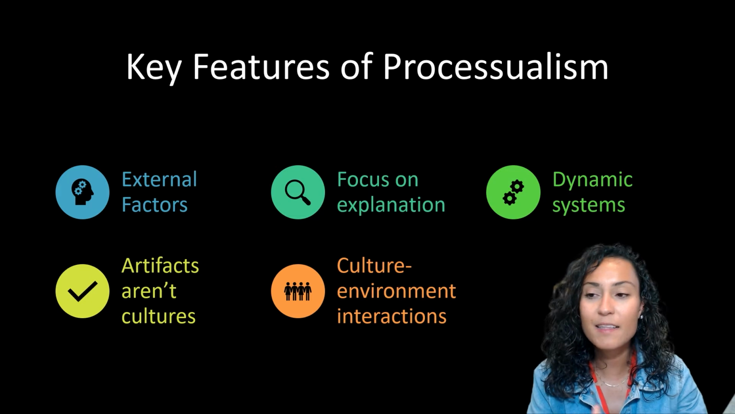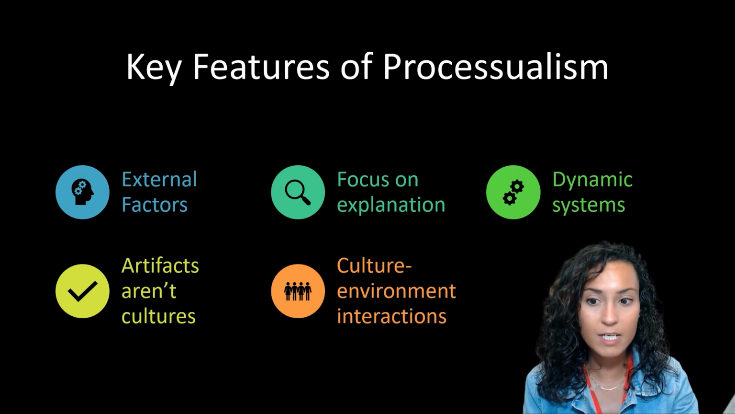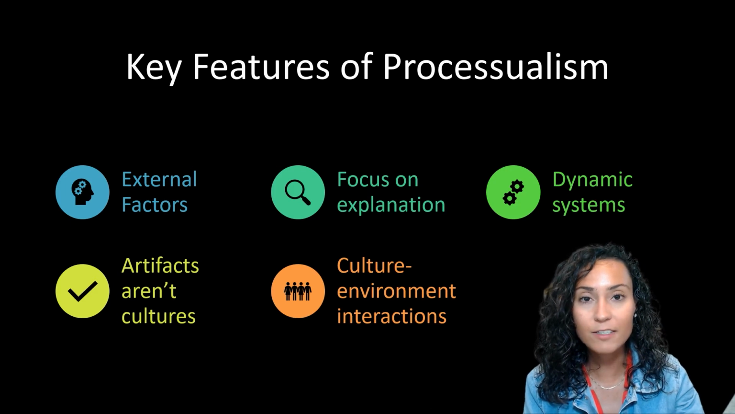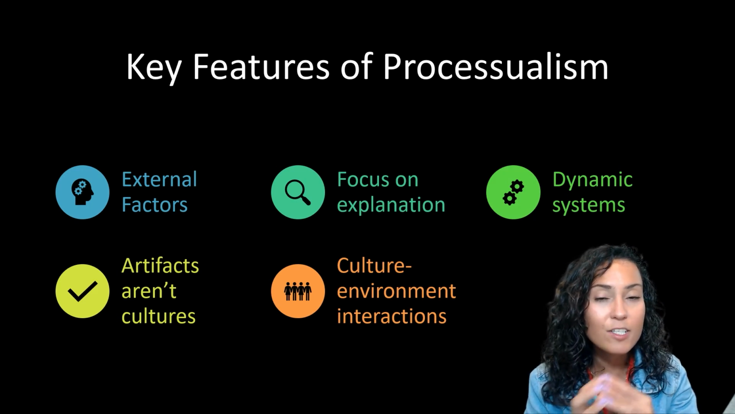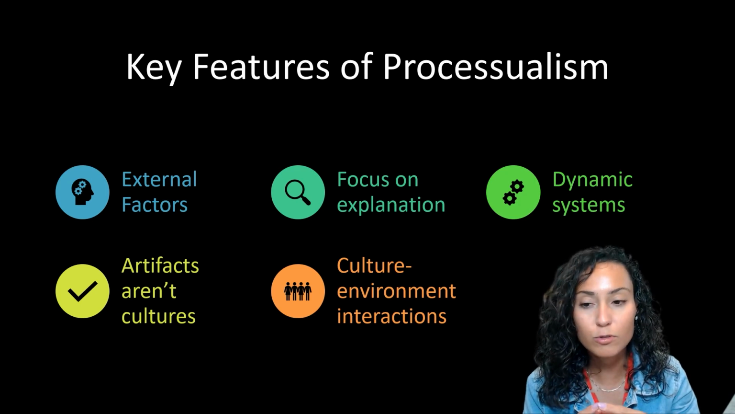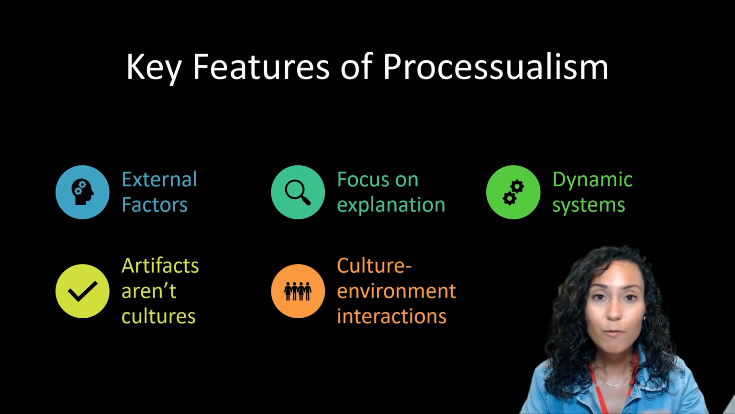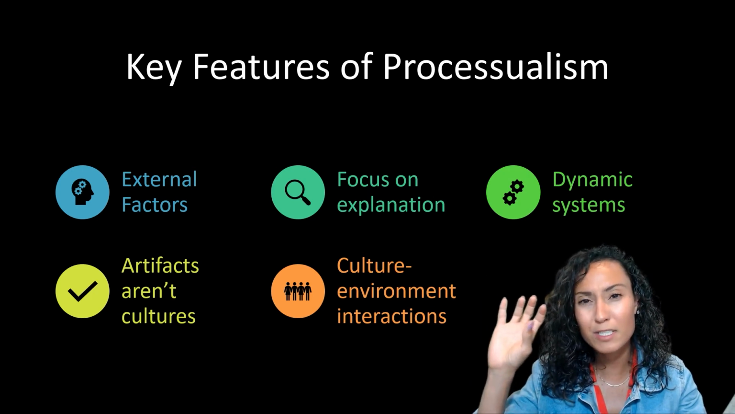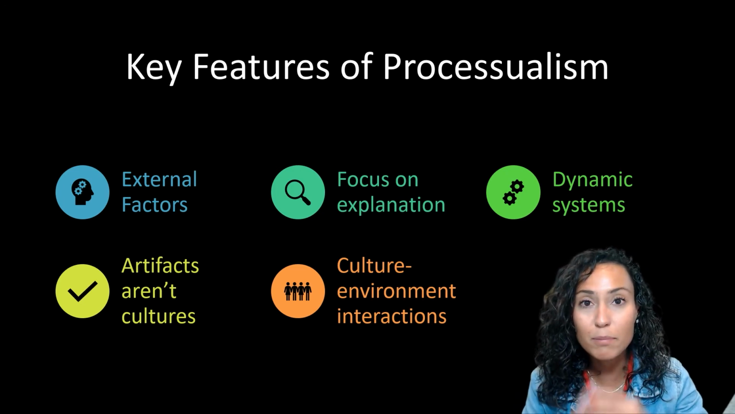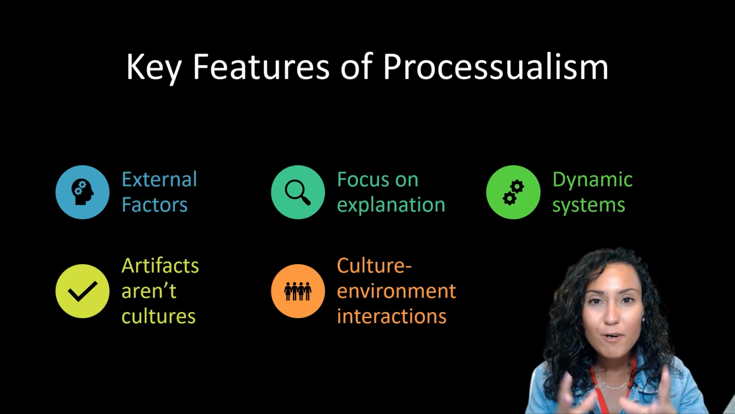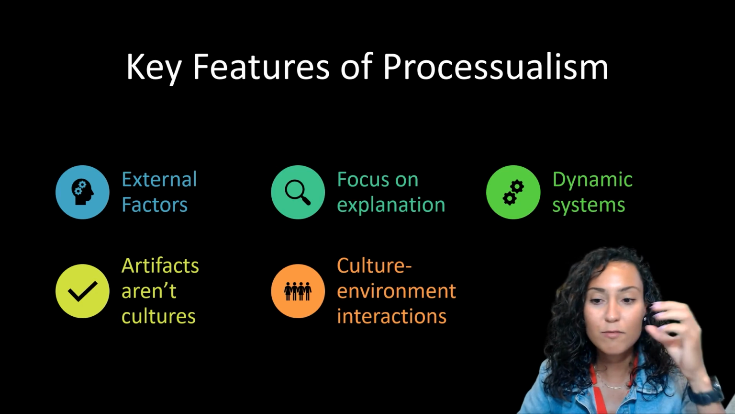So there's kind of 5 big things that we can think about as being key facets of the processualist approach to archaeology. So they were really interested in looking at the external factors which caused culture change. Particularly, they were interested in how did the environment, changes in the environment over time, impact cultural developments. They also focused a lot on explanation rather than description, which is an important difference between culture historians who primarily described artifacts and processualists who are about explaining why we see the artifacts that we do in particular places and times.